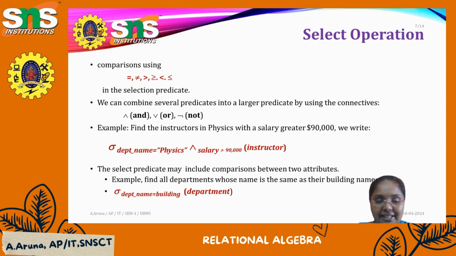The second example is comparison between two attributes. Find all departments whose name is the same as their building name. If department name is equal to building name, from the department relation, you display the list. This is how a select operator can be used inside the relational schema.